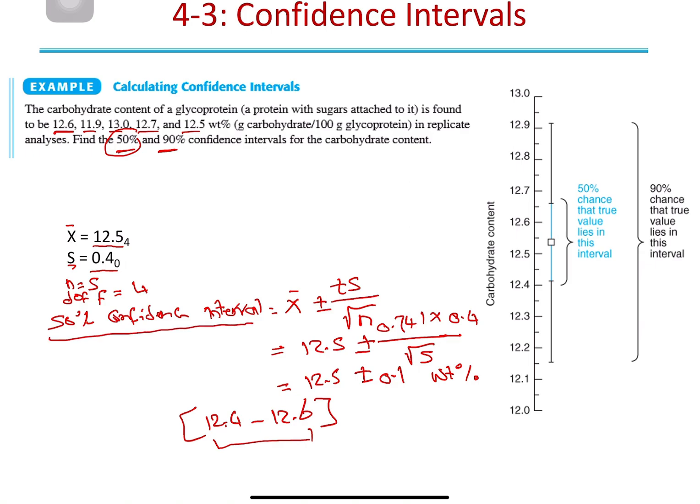That means I can say that I am 50% confident. I'm not 100% confident. I'm just 50% confident that the true mean value will be in this range between 12.4 and 12.6. So let's calculate then the 90% confidence interval.